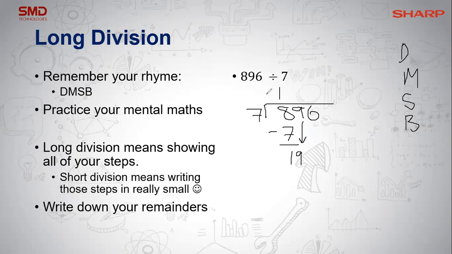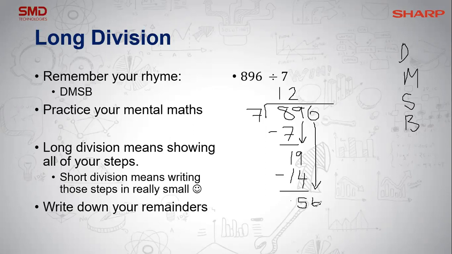Okay. Then we say, okay, 7 goes into 19 twice. That's daddy divide. Mommy multiply: 2 times 7 is 14. Then sister subtract. So 19 minus 14, well, 9 minus 4 is 5. 1 minus 1 is nothing. And then brother bring down the 6.